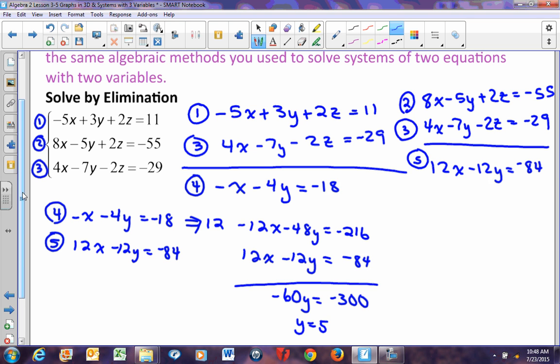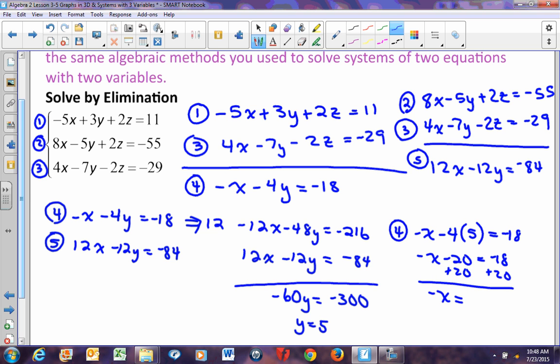So there we have our first variable solution, y equals 5. Now that I know that y equals 5, I can go back into equation 4 or equation 5 and solve for x. I'm going to go into equation number 4 because it seems like it has smaller numbers. So I'm going to have negative x minus 4 times 5 equals negative 18. So negative x minus 20 equals negative 18. Add 20, add 20. Negative x equals 2. That means x equals negative 2. So I now know that x equals negative 2, y equals 5.